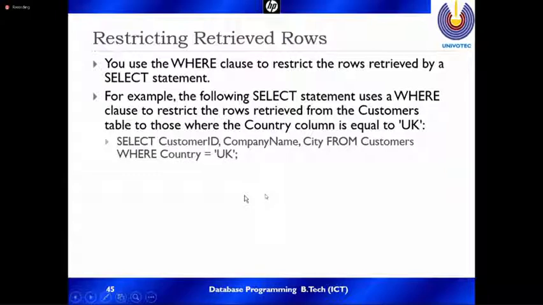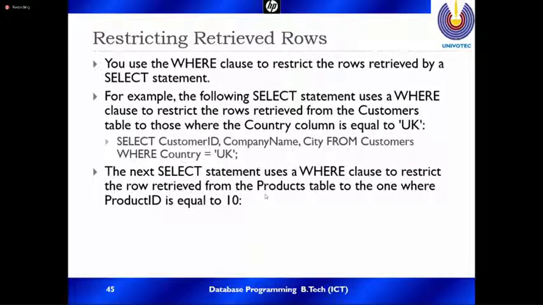Okay, only customers who are from the United Kingdom are retrieved and displayed. The next select statement uses the WHERE clause to retrieve rows. Restrict the rows retrieved from the product table to the product ID equal to 10.